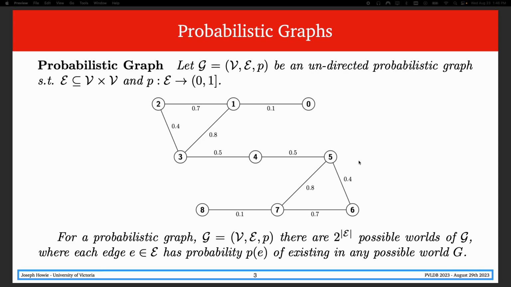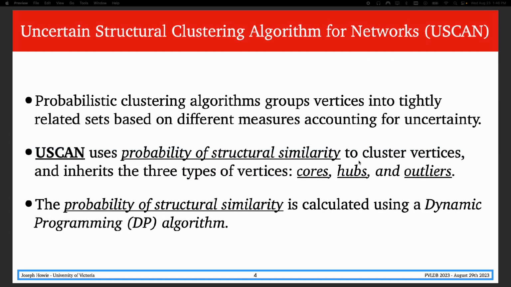But we're interested in clustering these types of graphs. So we want a clustering framework which takes into account the probabilities on these edges. So there is a certain domain of clustering called structural clustering that stems back to the SCAN paper from 2006, which outlines this method for structural clustering and defines 3 types of nodes, cores, hubs, and outliers. USCAN then takes that methodology and extrapolates it into the uncertain graph domain, so the probabilistic graph domain.